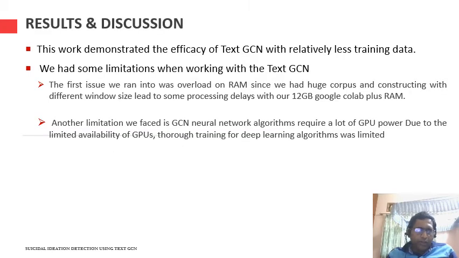Coming to the results, we were able to demonstrate the efficacy of TextGCN with relatively less training data. We had some limitations when working with TextGCN. When varying the window sizes, we saw RAM being overloaded and the processing took more time. Also, we went with just 2 hidden layers, since it was taking more time to train with our limited GPU resources.